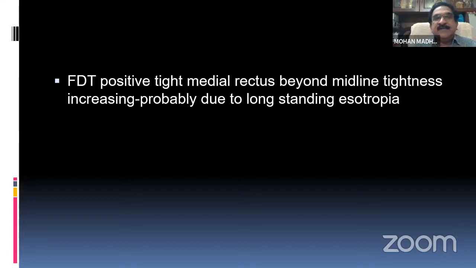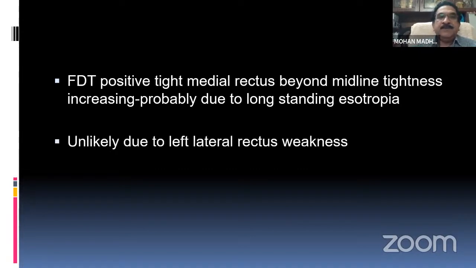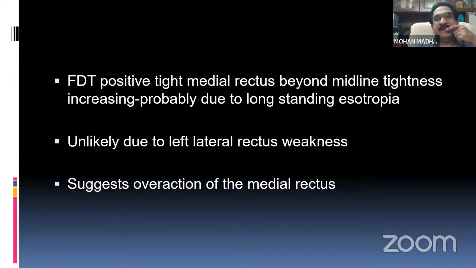Positive tight medial rectus beyond midline, increasing with the beyond midline, probably due to long-standing use of protein. Unlikely due to left lateral rectus weakness. Naturally, it's unlikely to be lateral rectus weakness if the eye is going very smoothly outward. So he is keeping the left eye adducted most of the time. But there's no contracture, so just overaction of the medial rectus.